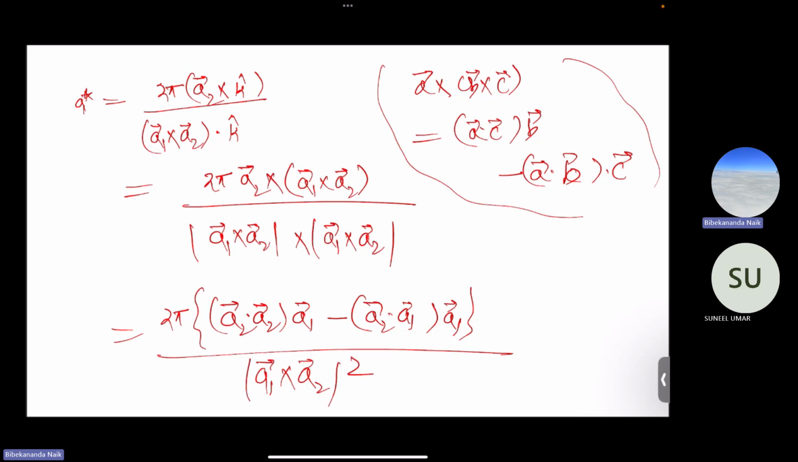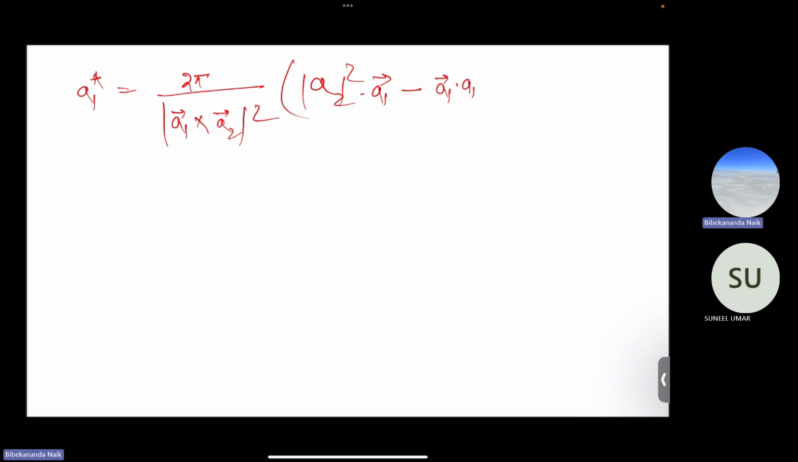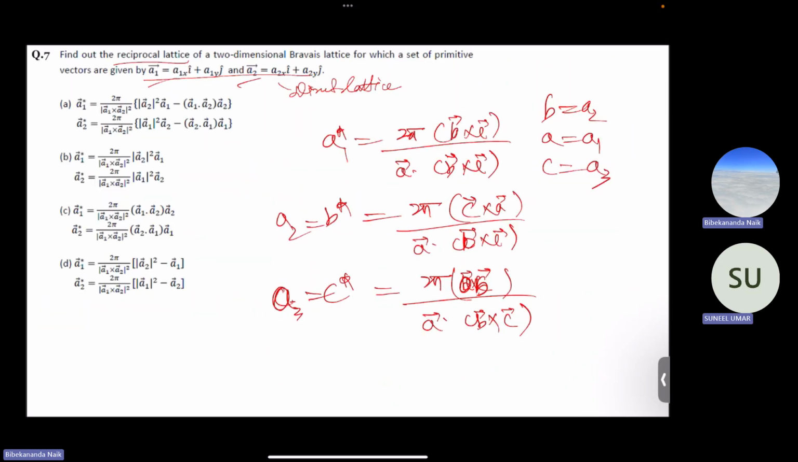Then finally we can write it as A1 star equals 2 pi divided by the mod square of A1 vector cross A2 vector, times [A2 vector dot A2 vector, which is A2 mod square, into A1 vector minus A1 vector dot A2 vector into A2 vector]. So this is the value of A1 star. If you see the answers, this is the correct formula.